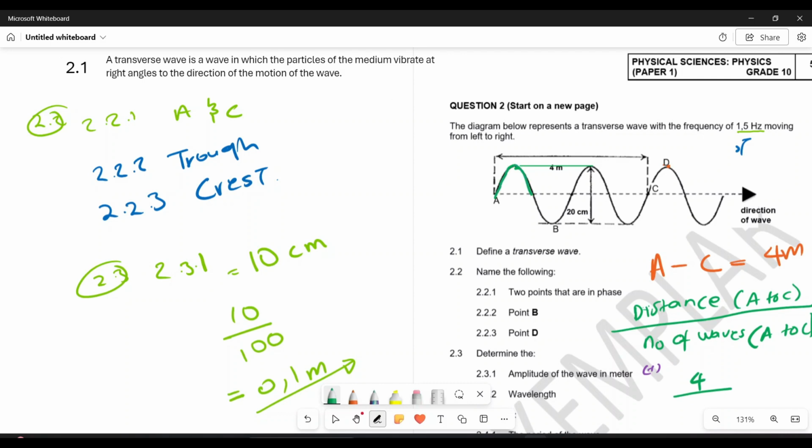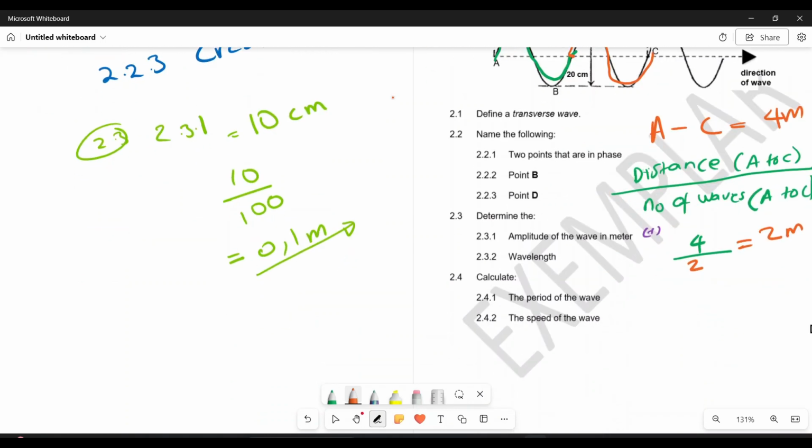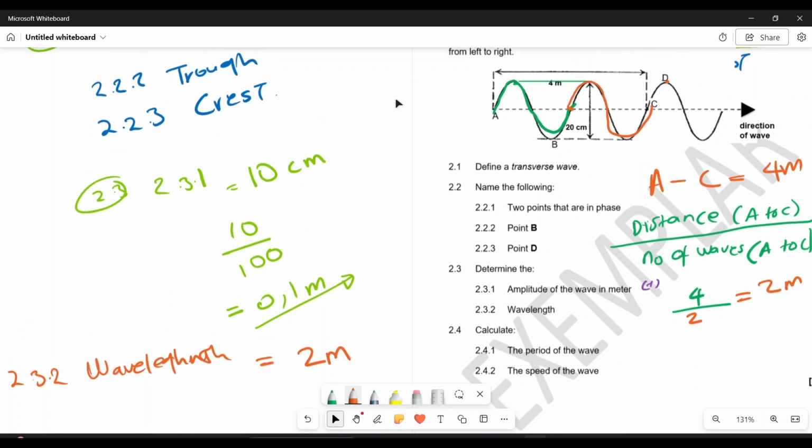So my first wave will be this, one complete wave. The second one will start here, 2. So I have 2 complete waves. And now punching this into your calculator, your wavelength should be equal to 2 meters. So the distance between your 2 crests will be 2 meters. So I know that my wavelength, let me write it here, 2.3.2, my wavelength, I've calculated it as 2 meters. And I used this formula, the distance between those 2 points I'm given, A to C, divided by the number of complete waves from A to C, which were 2.